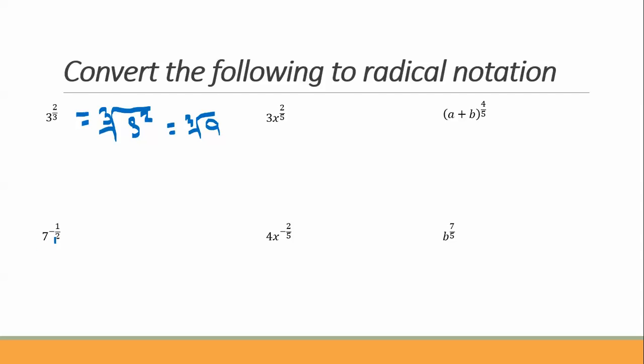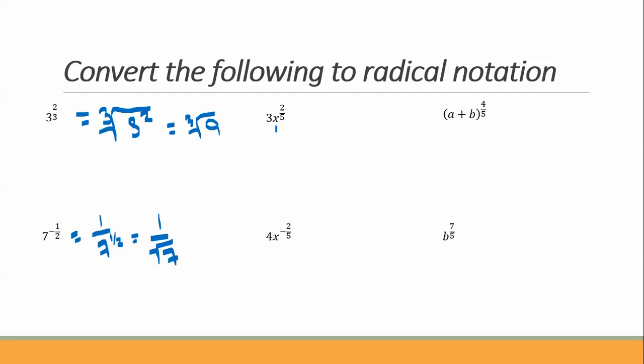7 to the negative 1/2, so that's 1 over 7 to the 1/2 power, and the 1/2 power is the square root, so that's 1 over the square root of 7.